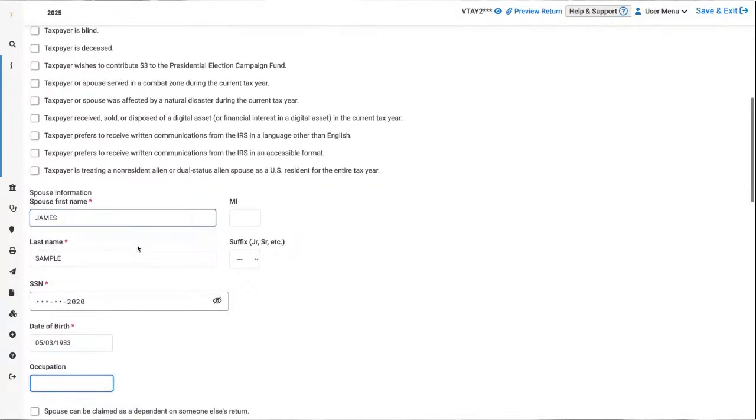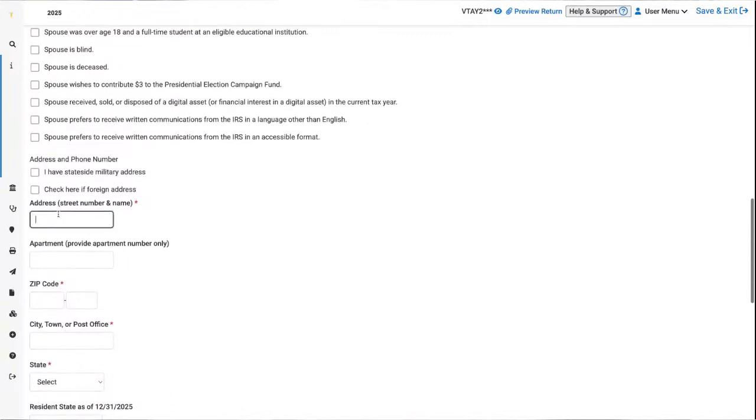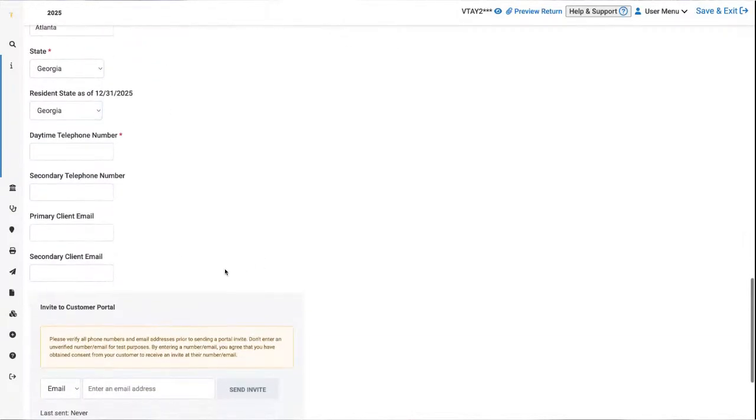In fact, I'm going to put him as retired. My man didn't work. He retired from the school board. He was a bus driver or something. I don't know. And then we have the address, which is listed here as well. 123 Main Street. No apartment. It's a house. 3999, which isn't real, so it probably won't work. What's the Atlanta zip code? I can't think of none. Look at that. I just know Atlanta.